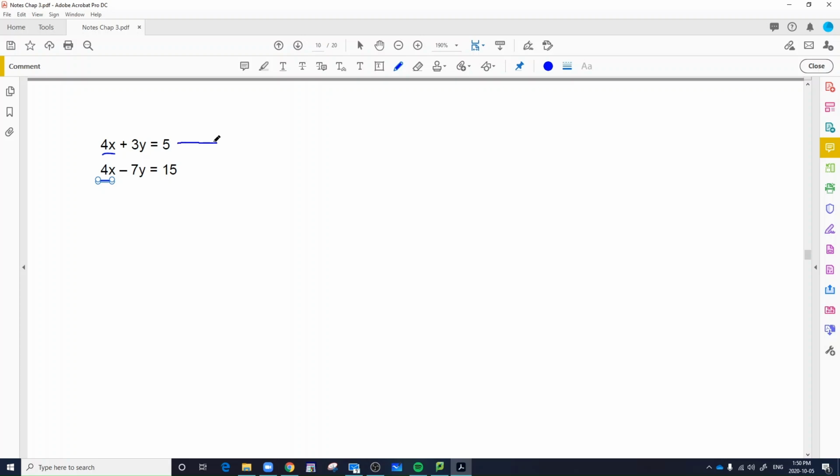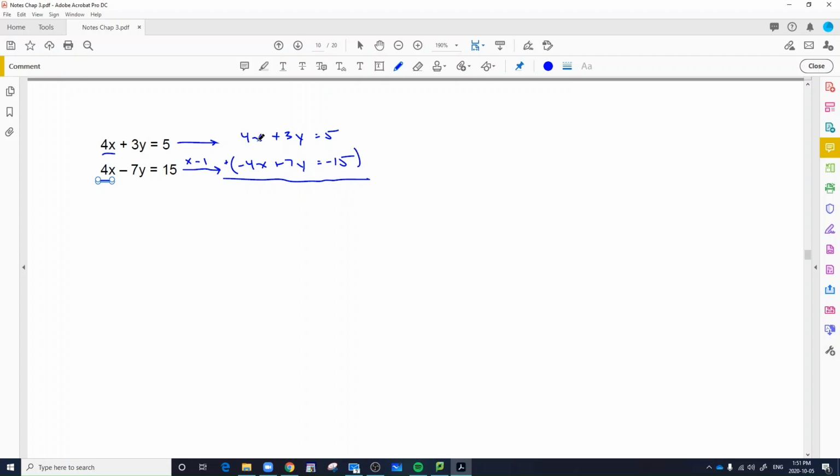So what I would do instead is I'm going to write these two equations again, but one of the equations I'm going to multiply by negative 1. So I'm going to have 4x plus 3y equals 5. I'm going to multiply this equation by negative 1. So I get negative 4x plus 7y equals negative 15. So that now I can add my two equations.